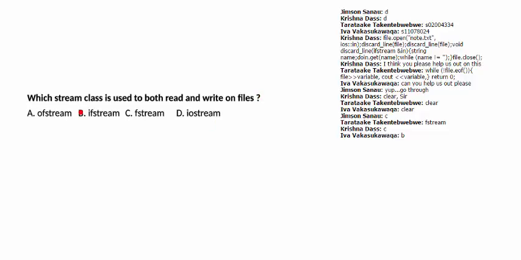Now Eva, let me explain to you. Which stream class is used to read and write on files? So ofstream is just used to write to files. ifstream is to read from a file. iostream is not associated with files. So ifstream, we use it only to read from files. ofstream, we only use it to write on files. But fstream, we use it to both read and write from files. So the correct answer is C. Eva, do you now know why the answer is C?